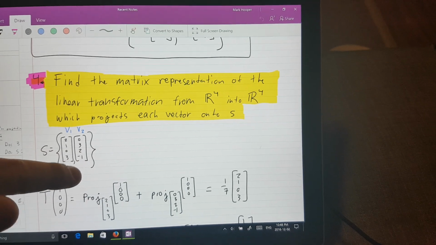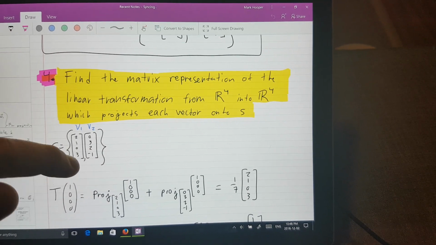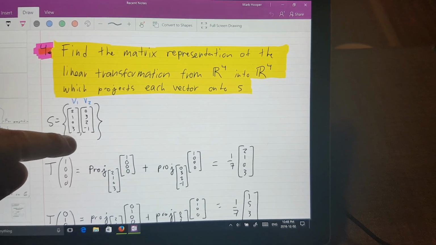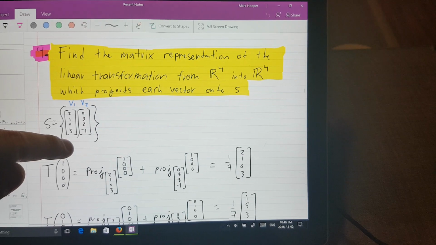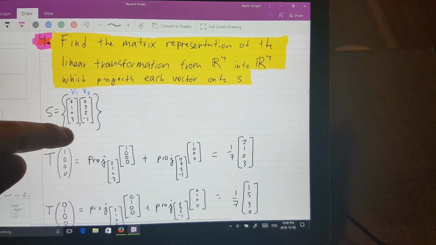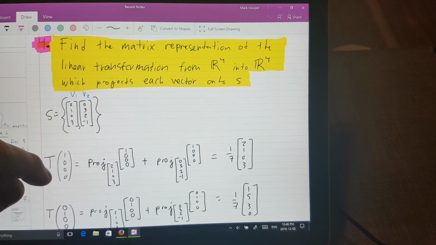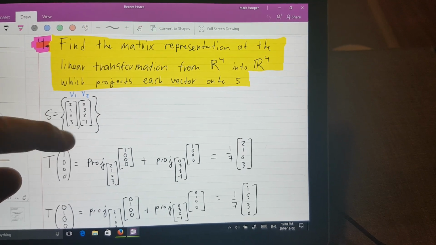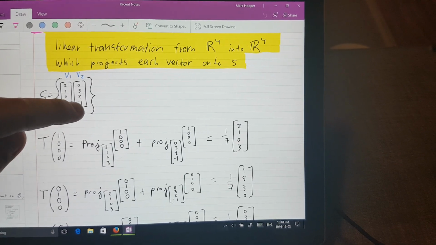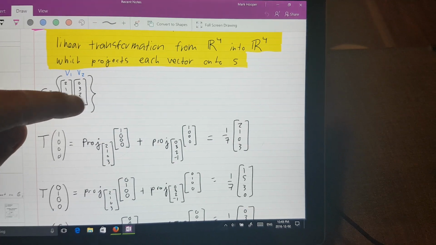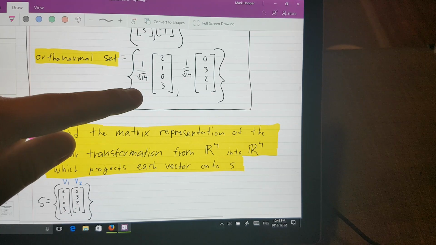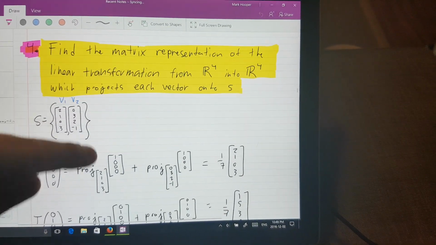4. Find the matrix representation of the linear transformation from R4 into R4, which projects each vector onto S. So S was this subspace. So we want to find the matrix that will, when you multiply by any 4D vector, project that vector onto this subspace. I'm just going to use S. I'm going to use the regular lengths of them. I don't need to use this one. I think that's the case.